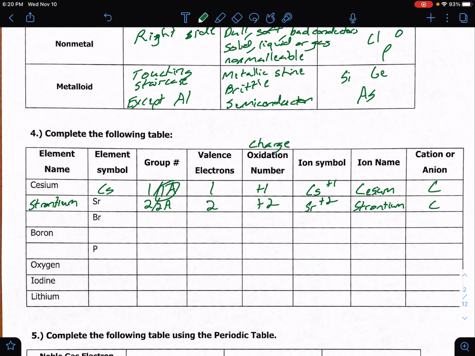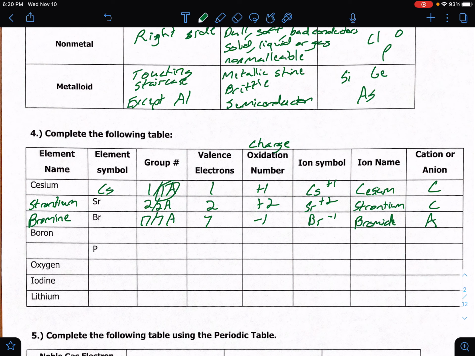Now, let's do bromine because this is going to be a negative. Br is bromine. It's in group 17/7A, which means it has 7 valence electrons. Its charge is actually going to be -1. The way I remember that is, remember the perfect number is 8. So it wants the 8, and it's missing 1. That's why it's -1. Its ion symbol is going to be Br with a -1. If it's an anion, that's when we change the name. It's no longer bromine, it's now bromide. So remember, if it's an anion, we change the ending to -ide, and that is going to be an anion.